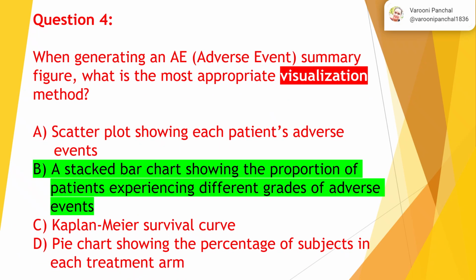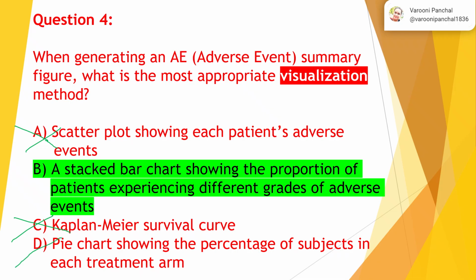Question 4. When generating an AE adverse event summary figure, what is the most appropriate visualization method? Option A, scatter plot showing each patient's adverse events. No. We want to present the summary figure, right? So scatter plot is not the right answer. Option C, Kaplan-Meier survival curve. No, we are dealing with the adverse events, right? Not with the survival events. Option D says pie chart showing the percentage of subjects in each treatment arm.